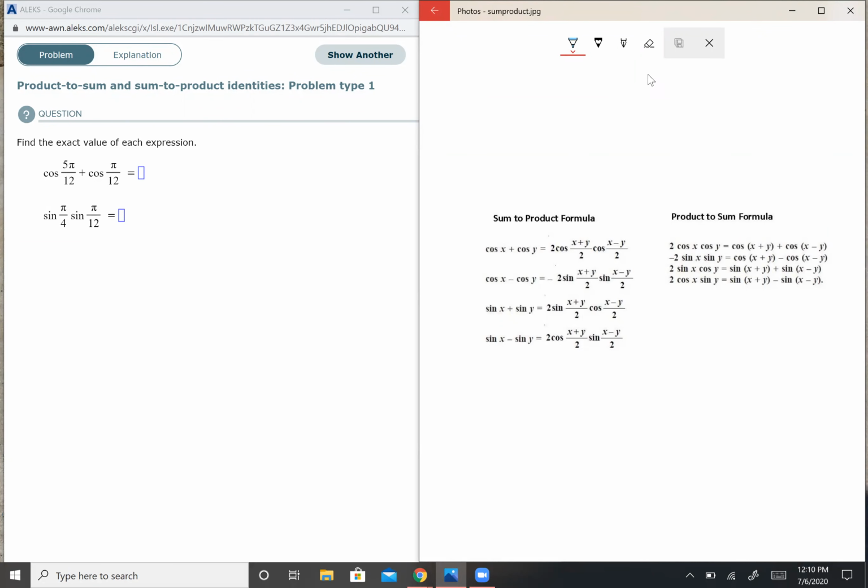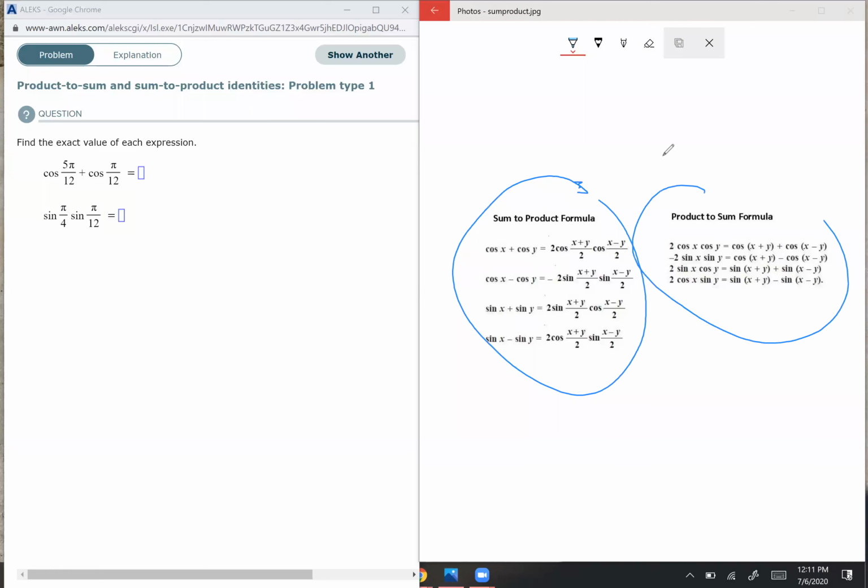Alright, I am doing a video of 7.4 today. It's a pretty short section, so I'm just doing it this way instead of the traditional lecture. On my screen, you can see I have two sets of identities. I've got the sum to product and the product to sum.